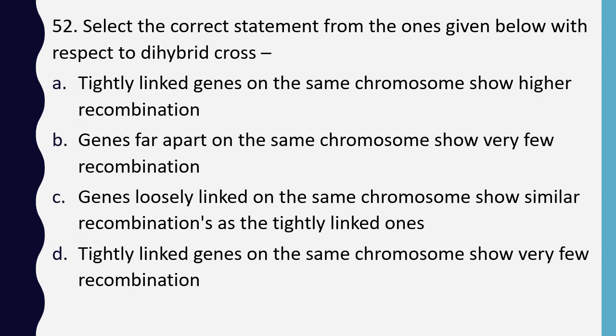Question number 52. Select the correct statement from the ones given below with respect to a dihybrid cross. Tightly linked genes on the same chromosome show higher recombination. Genes far apart on the same chromosome show very few recombination. Genes loosely linked on the same chromosome show similar recombination as the tightly linked ones. Tightly linked genes on the same chromosome show very few recombination. Correct statement regarding the dihybrid cross: the correct answer is option D. Tightly linked genes on the same chromosome show very few recombination.